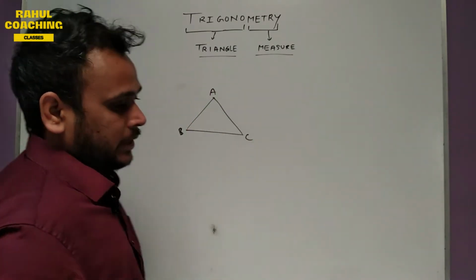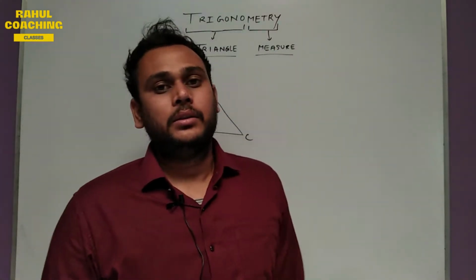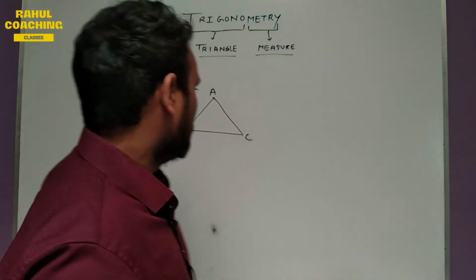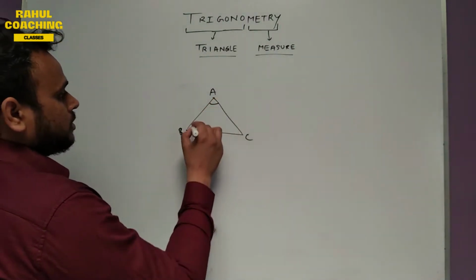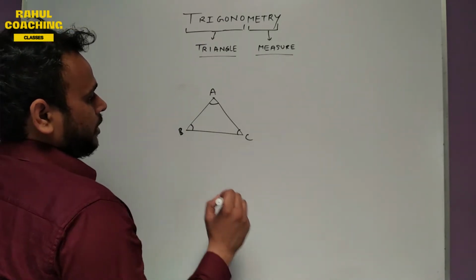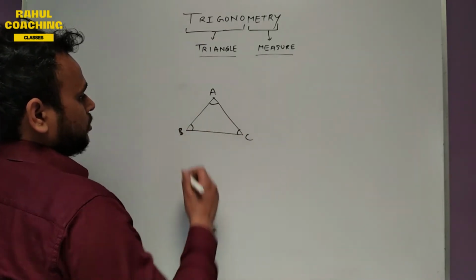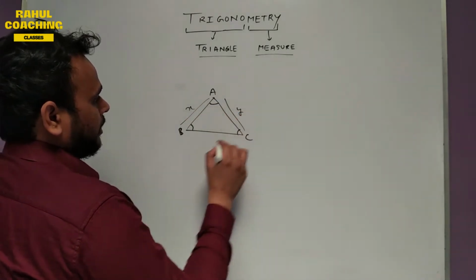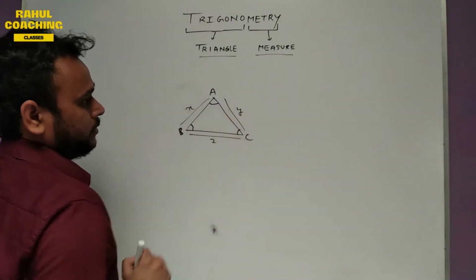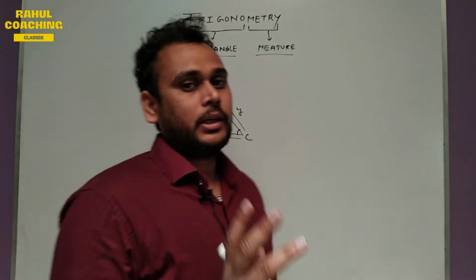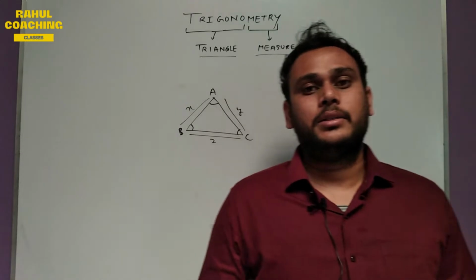Only 6 things are there in a triangle. There are 3 angles and 3 sides. The angles in a triangle are angle A, angle B and angle C. And there are 3 sides also: AB, let's say X, AC, let's say Y, and BC, let's say Z. So we can conclude that in a triangle there are 3 angles and 3 sides.